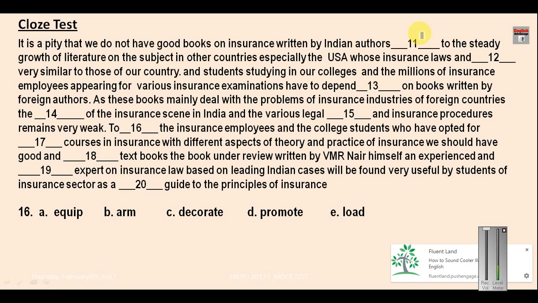Okay, of the insurance seen in India, and the various legal aspects and insurance procedures remain very weak. Now in question number 16, your answer will be according with this preposition. According, you can see here this preposition with. So which word will suitably go with this preposition? I think equip can go perfectly here. So equip will be your answer.